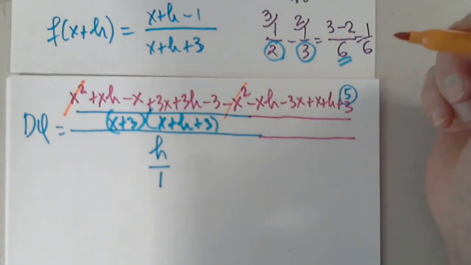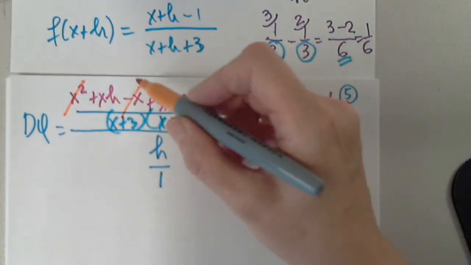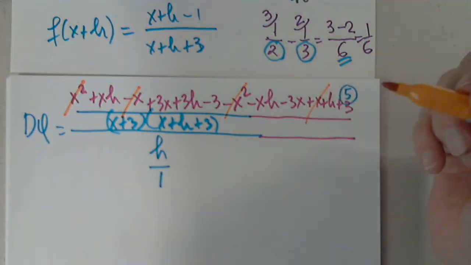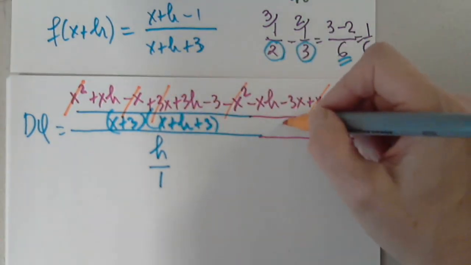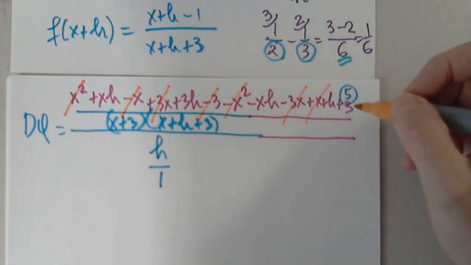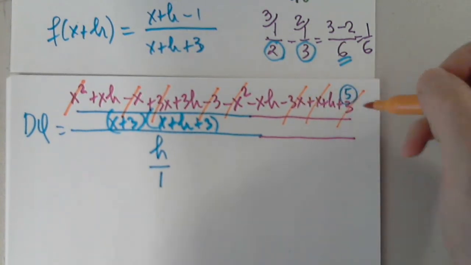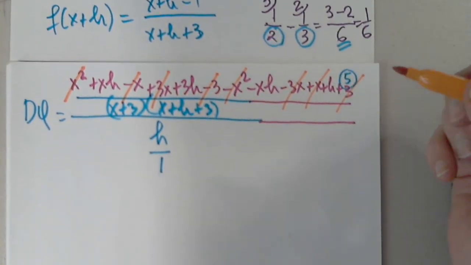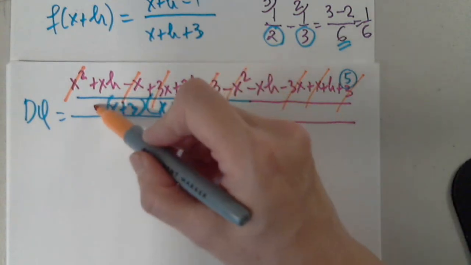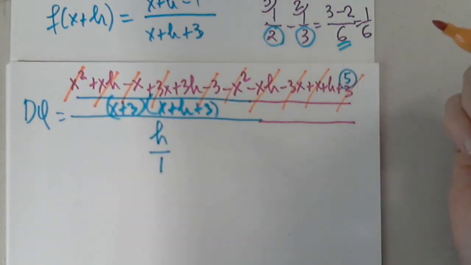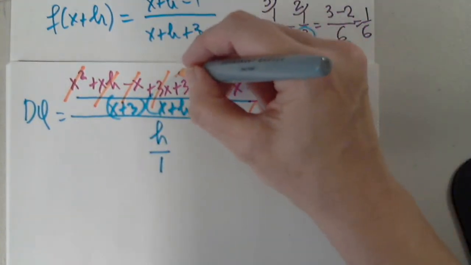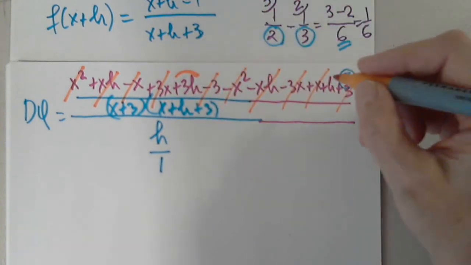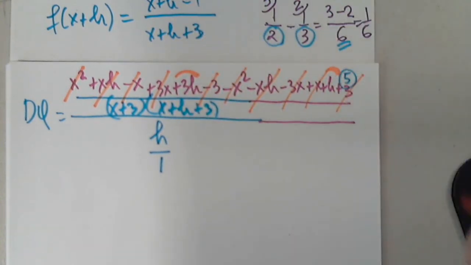Positive x squared with negative x squared. Negative x with positive x. Positive 3x with negative 3x. Positive 3 with negative 3. That's nice. Positive xh with negative xh. So we have left a 3h and an h here. There is nothing else left.